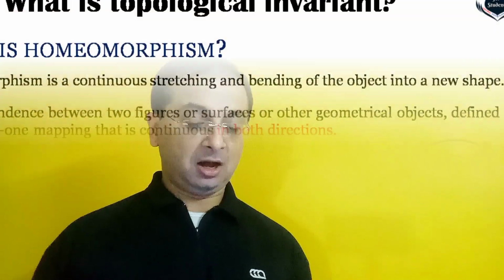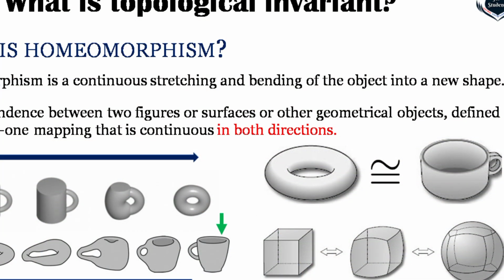Okay, so let us see why I am saying that topological invariant and homeomorphism are related to each other. Here you see on the screen, homeomorphism is a continuous stretching and bending of the object into a new shape. A correspondence between two figures or surfaces or other geometrical objects defined by a one-to-one mapping that is continuous in both directions. So you see on the screen the cup turning to a donut, the donut turning to a cup. The torus and the cup are homeomorphic to each other, and you can see this shape.